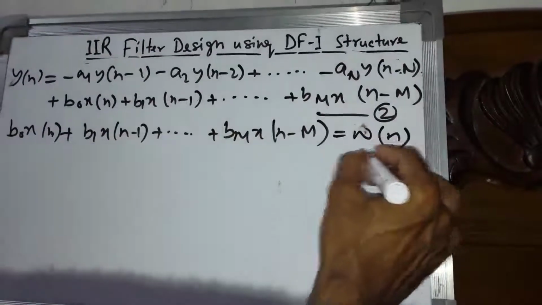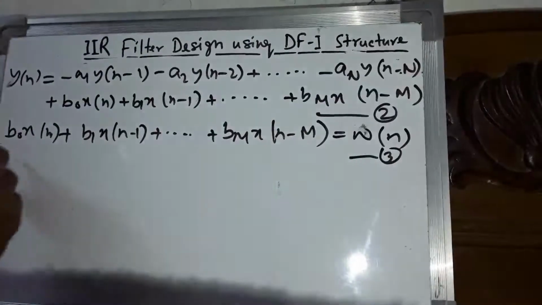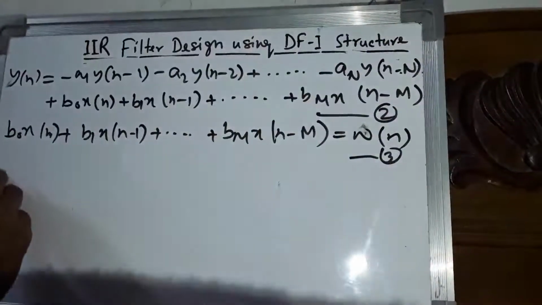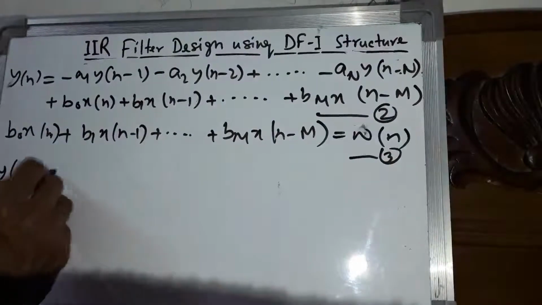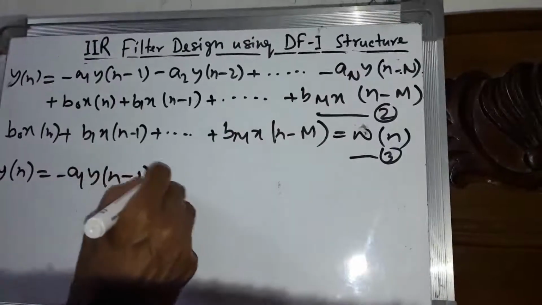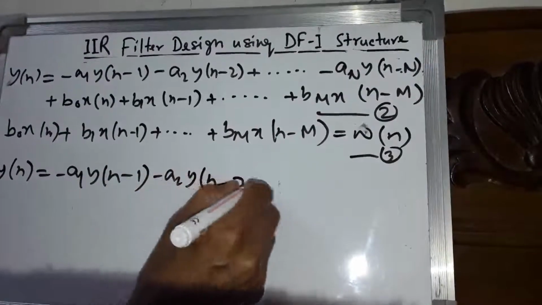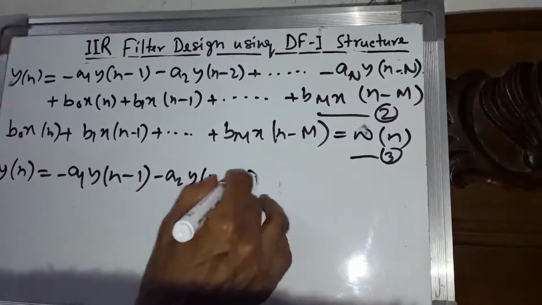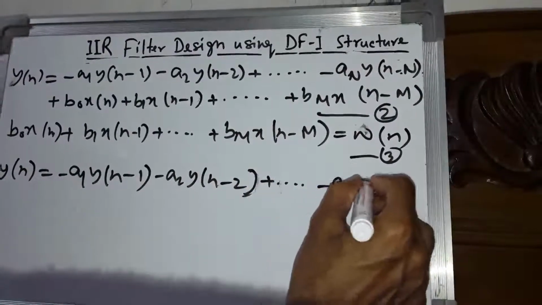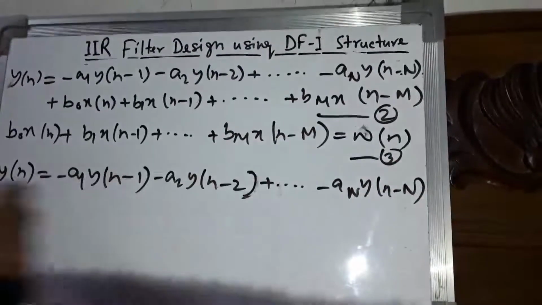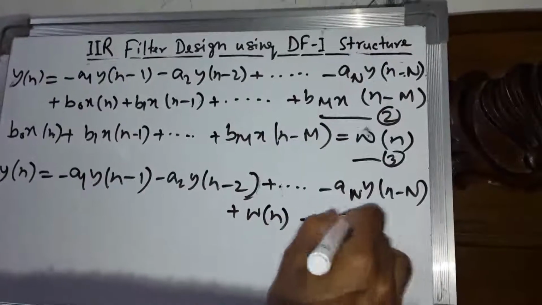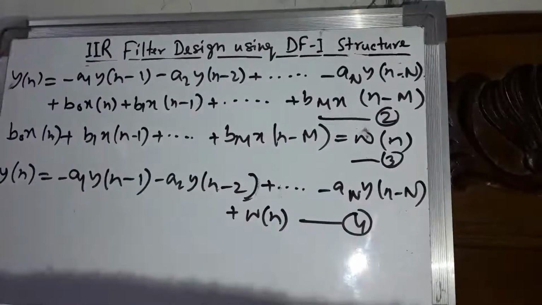Now this dts, if it is wn, accordingly we can replace the value, we can replace this equation number 3. Using equation number 3, we can have that yn is equal to minus a1 y n minus 1, minus a2 y n minus 2, and so on, and accordingly minus an y n minus n, and lastly plus wn. So equation number 4. Now it is very easy to understand.